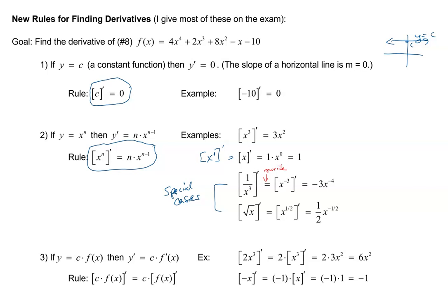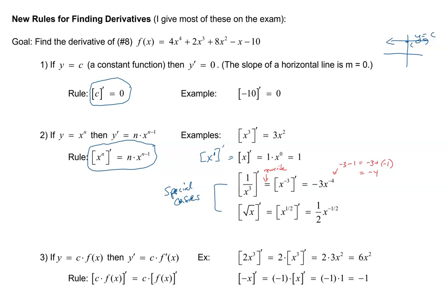Now taking the derivative of x to the negative 3, the negative 3 comes down, and then I subtract 1. And be careful with negatives. Negative 3 take away negative 1 is like negative 3 plus an additional negative 1, which is negative 4.